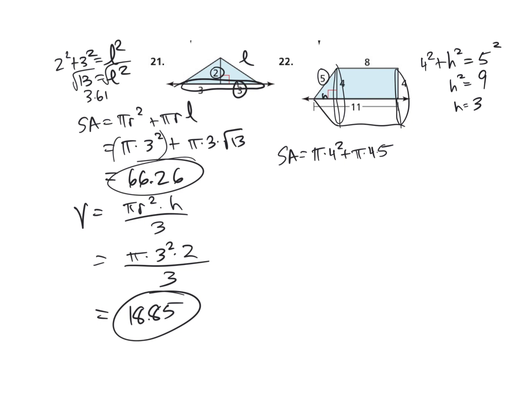Okay, so what is that? So 20 times pi. And then we're going to add that to the first group of pi times 16. And we get 318.83. And then we need the surface area of the cylinder.